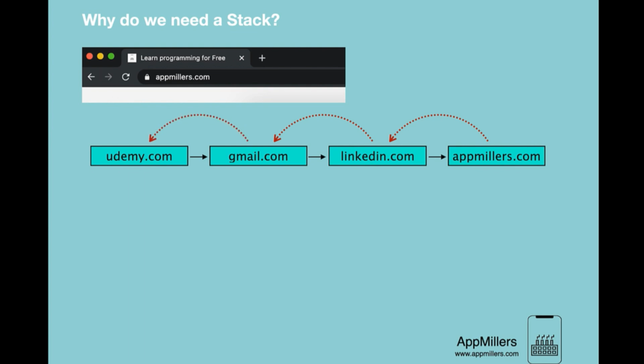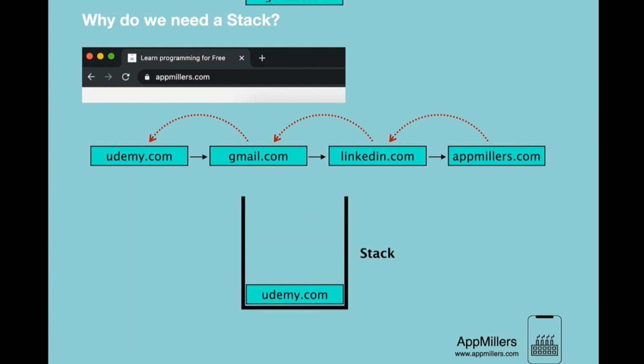So you see that whichever website comes last, it has been utilized first. So in our case, AppMillers was the last website that we visited, so it popped out first. Then LinkedIn comes in the second last place. Then after this one, Gmail, then we reach the first website that we visited, which is udemy.com. Now if we put these websites in stack formation, it will look like this.